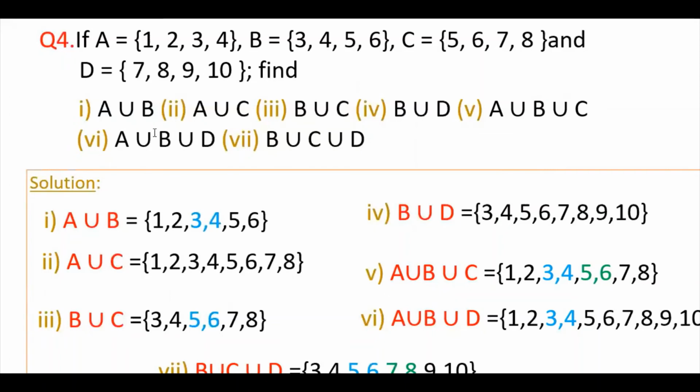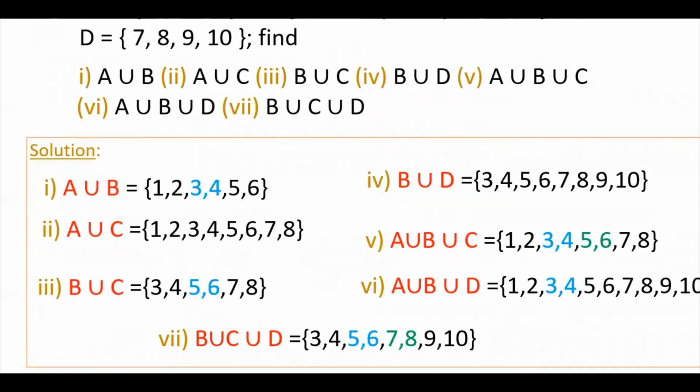And next one is A union B union D. So similarly, you can do this A union B union D. If you take these three sets, you can write like that. And similarly, you can do B union C union D also.